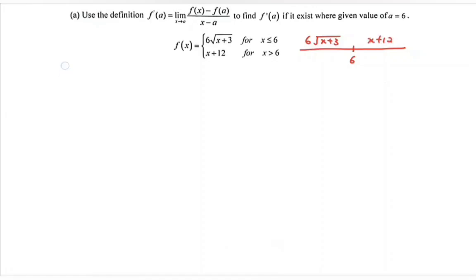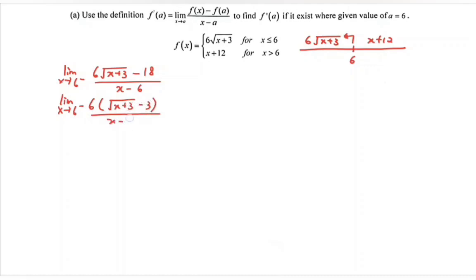Referring to the situation, take the limit as x approaches 6 from the left. So we have f(x) from the left, 6 multiplied by square root of x plus 3, minus f(a). We substitute 6 plus 3, which is 9, square root of 9, then we have 3. So we have negative 18 over x minus 6. Let's try to simplify. Limit as x approaches 6 from the left, factor out the 6, then we have square root of x plus 3 minus 3 over x minus 6.